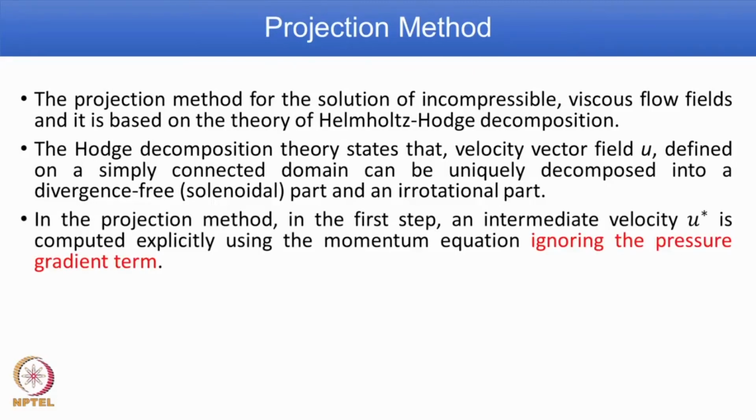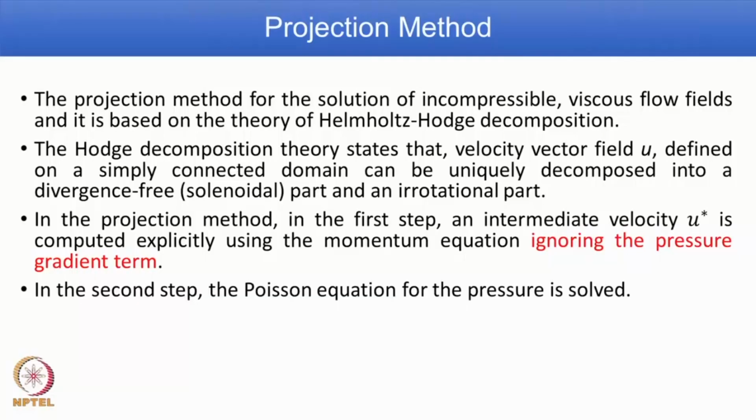In the projection method, the first step is to obtain an intermediate velocity, and you denote it as u star. It is computed explicitly using the momentum equation, with one big difference: you ignore the pressure gradient term. The pressure gradient term appears in all three momentum equations. You drop the term, then you have only the convection term on one side, the diffusion term on the other side, or any other source term. If you drop the pressure term, whatever velocity field is obtained is the intermediate velocity field, and you denote it as u star.